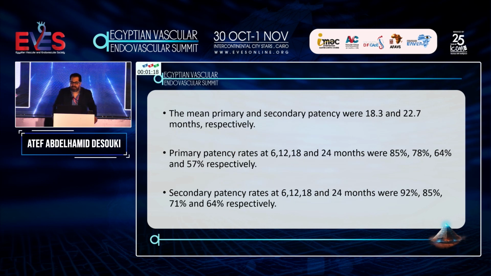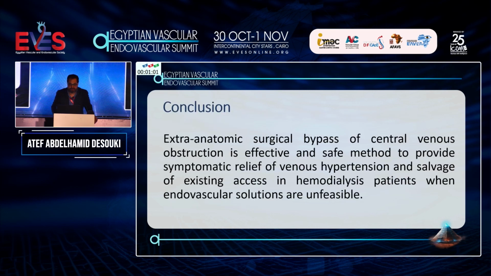The mean primary and secondary patency were 18.3 and 22.7 months respectively. Primary patency rates at 6, 12, 18, and 24 months were 85%, 78%, 64%, and 57%. Secondary patency rates were 92%, 85%, 71%, and 64% respectively.